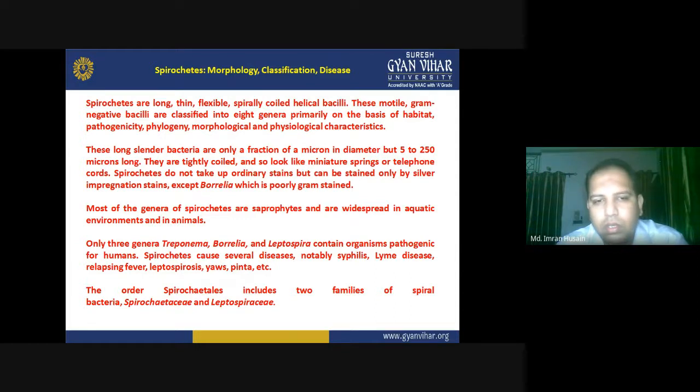Most of the genera of spirochetes are saprophytes and are widespread in aquatic environments and in animals. Saprophytes means bacteria which feed on dead and decaying matter or organisms, and are spread especially in aquatic environments and in animals. So they are mainly found in aquatic environments. Only three genera, Treponema, Borrelia, and Leptospira, contain organisms pathogenic for humans.